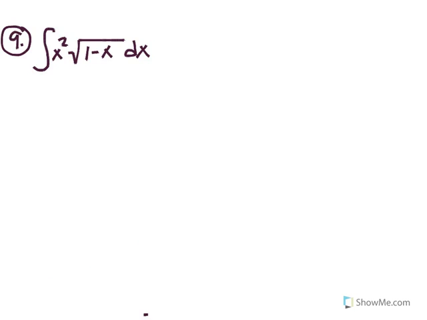All right, let's take a look at another one of these guys. So we have the, I'm sorry, not square root. We have the integral of x squared times the square root of 1 minus x dx. And again, I'm going to rewrite this so that there's no square roots. So x squared times 1 minus x to the 1/2 power.